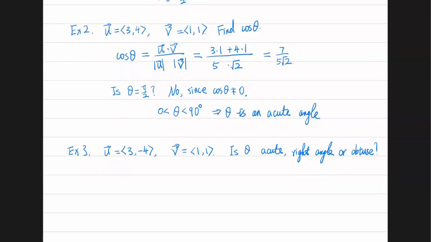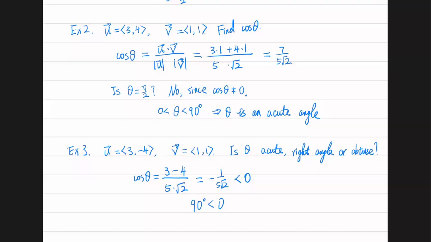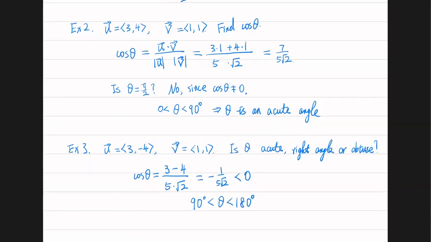Cosine equals negative 1 over 5 root 2. So it's obtuse, right? It is 3 minus 4. So it's bigger than 90 degrees, but smaller than 180. Oh yeah, smaller than 180, not 270. Obtuse angle.